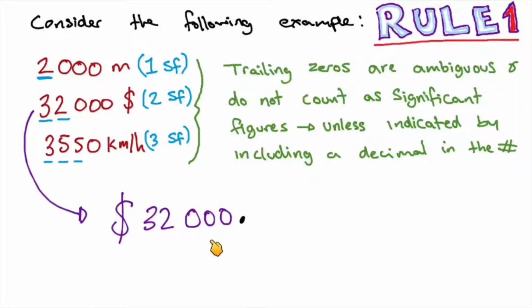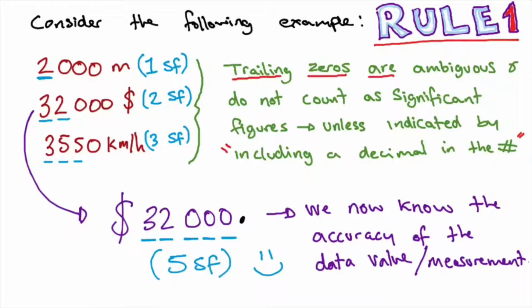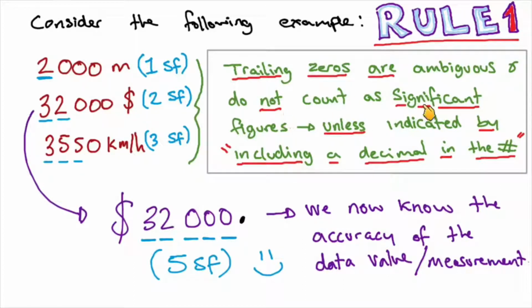So let's say we had 32,000 with a decimal at the end of it. We know the bank clerk has measured this all the way down to the nearest dollar. It just happens to be the case that there's exactly $32,000 in this bank account. I mean, it could have been 32,456. But this value, because it has a decimal, has still been checked to the nearest dollar. In this case, we have 5 significant figures. So rule number 1, trailing zeros are not significant unless indicated by including a decimal in the number.